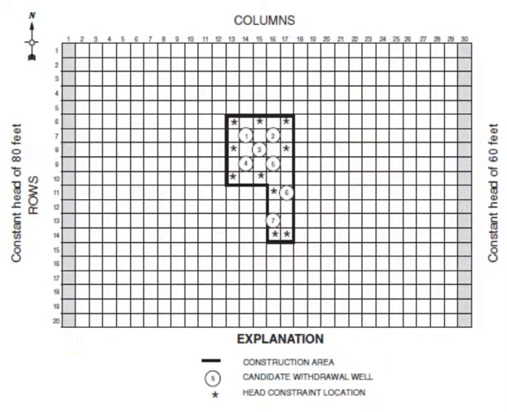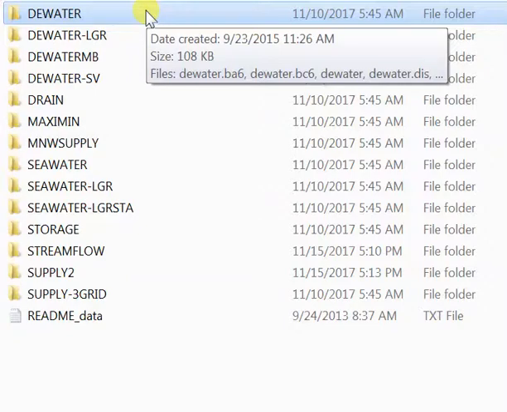The dewater sample problem consists of a simple single-layer grid shown here with constant head boundaries on the left and right side, producing a flow from left to right. It's a one-layer model. It's confined and it is steady state. The constraints on this problem are to reduce the heads to specified levels at each of the starred locations by selection of pumping rates at each of the 7 candidate well locations. So let's take a look at how we would set up this problem.